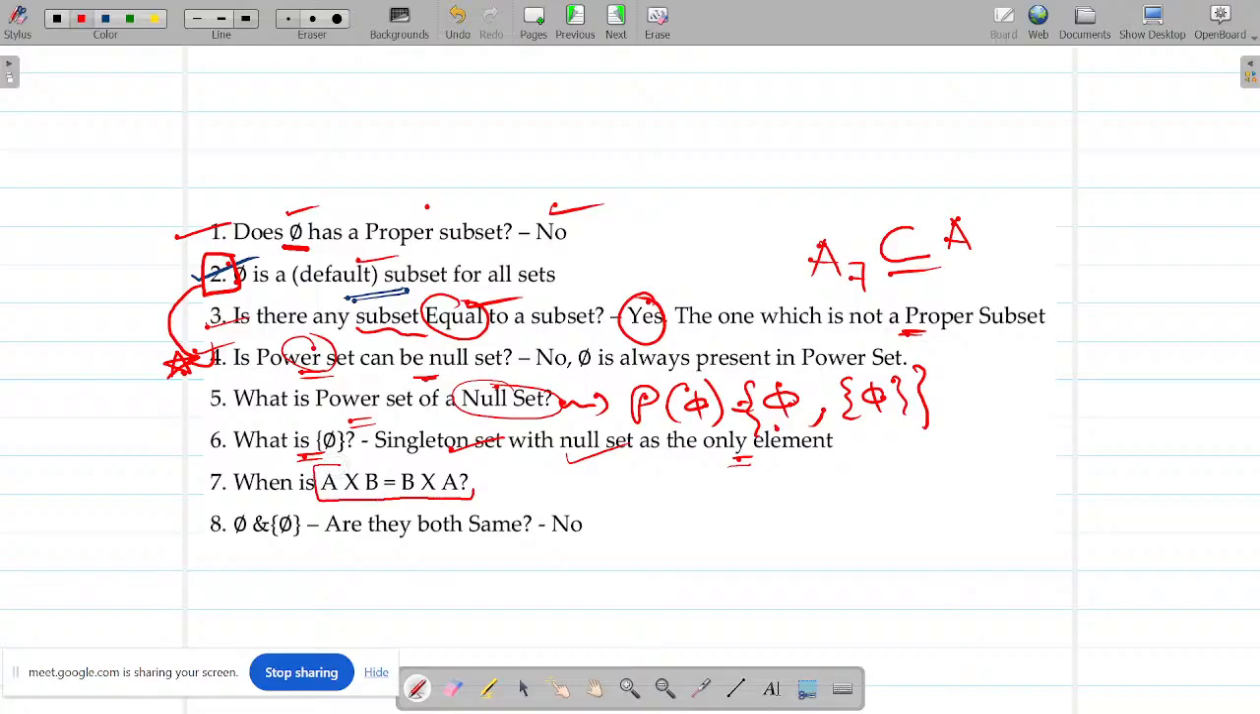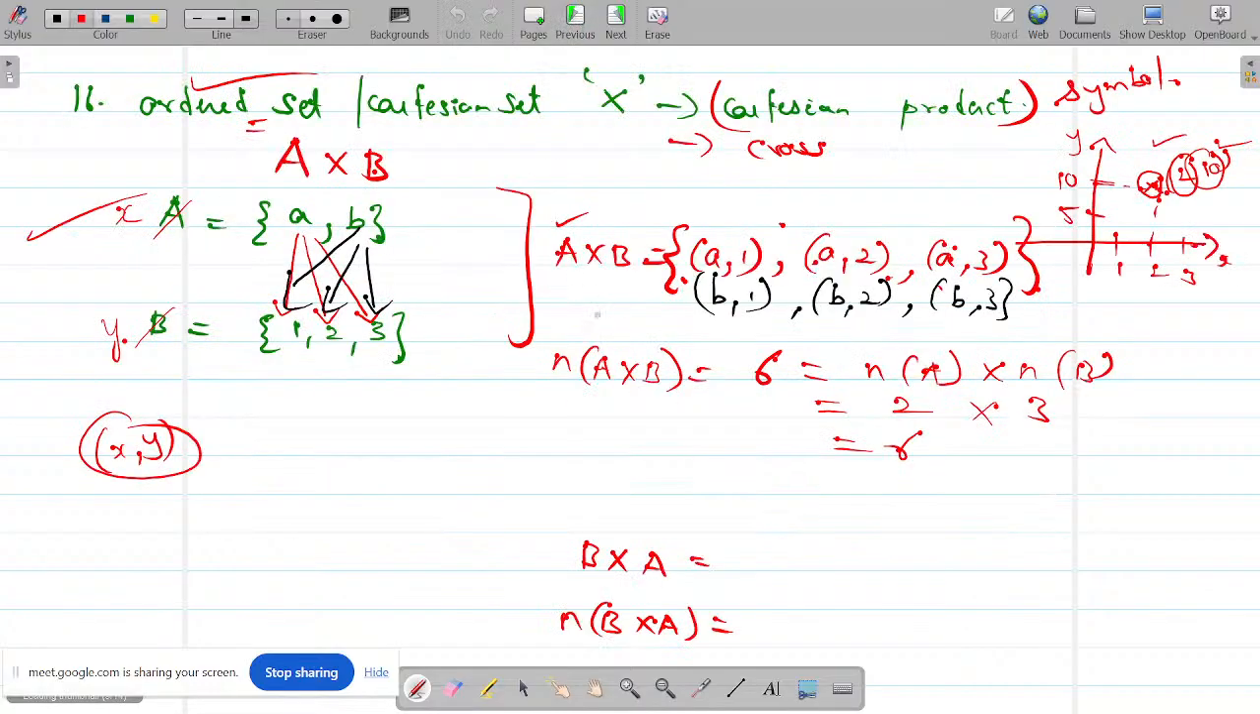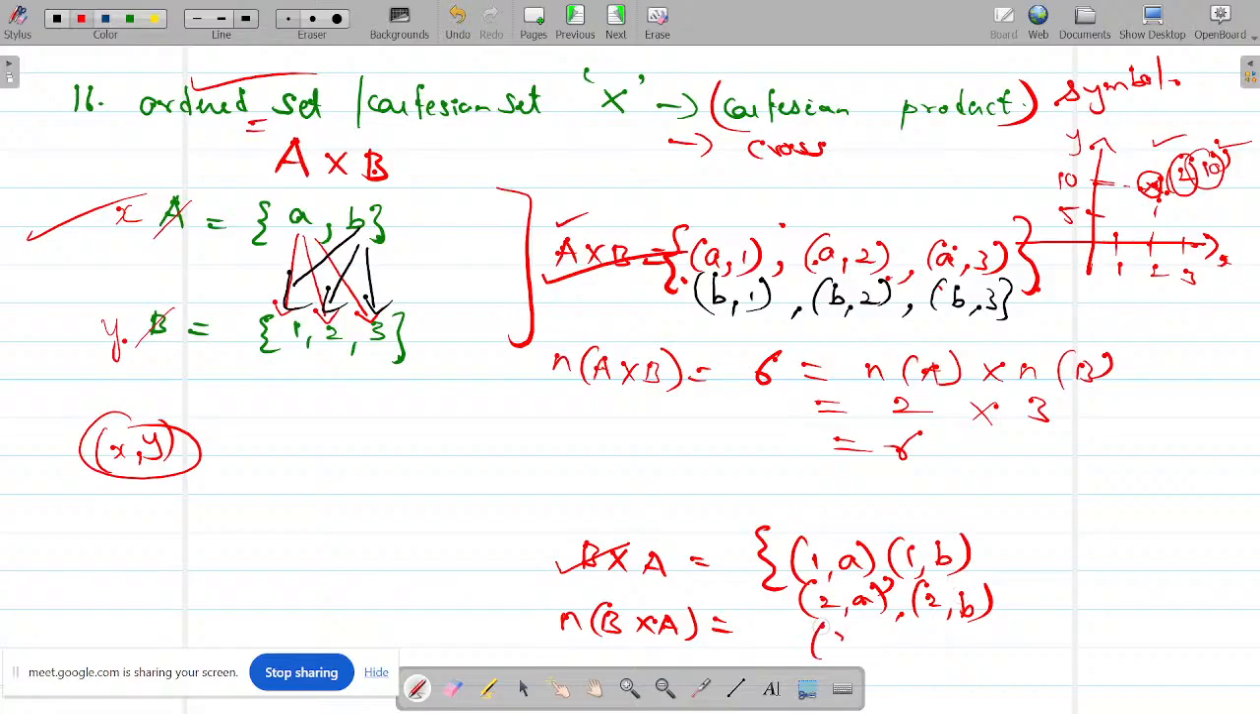Yes, did you try this one? A cross B is equal to B cross A. I was working with A cross B, right? I asked you to work with B cross A. What are the elements you got here? 1 comma A, 1 comma B. Then 2 comma A, 2 comma B. Then 3 comma A, 3 comma B. Totally how many? 6. Obviously this will be 2 into 3, that is 6.